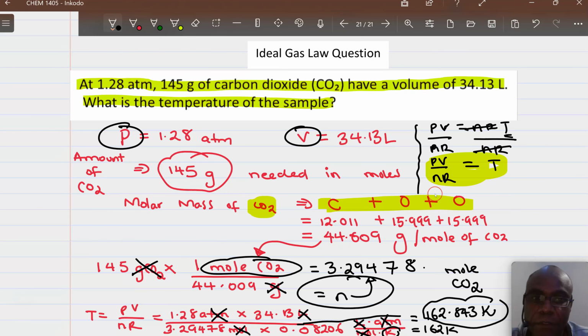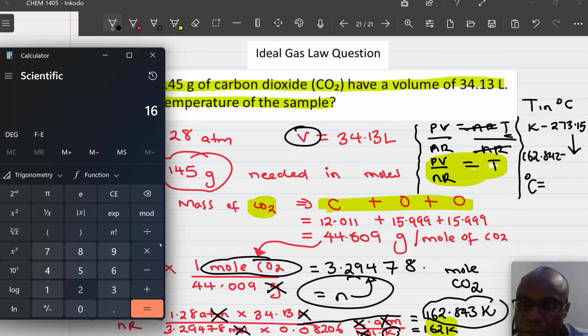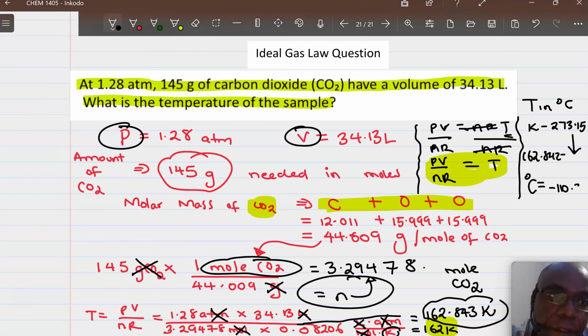Now suppose you want this answer in degrees Celsius. I'll do it aside here. So temperature in degrees Celsius, we will take our Kelvin and then subtract 273.15. So it will be 162.843 minus 273.15. I'm subtracting 273.15 to find my temperature in degrees. It's going to be negative 110.31 approximately degrees Celsius. In 3 significant figures, it will be negative 110.